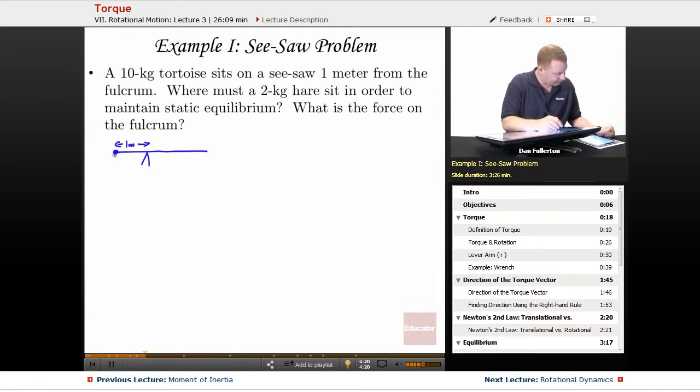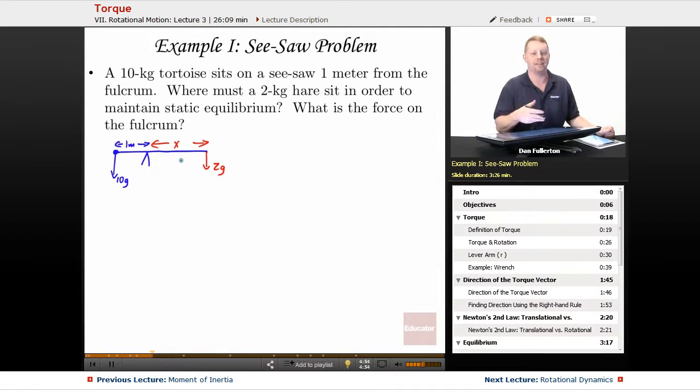Let's see. That means the force from the tortoise is going to be its force due to gravity, mg. 10 kilograms times g, we could just write this as 10g for the force. Now we've got a 2-kilogram hare. Where does it have to sit to maintain equilibrium? Well, we'll say it's going to be somewhere over here. We don't know exactly where that's going to be yet, but its force is going to be 2g, and we'll call this distance x. For the purposes of this problem, we'll ignore the mass of the fulcrum itself. It's massless. It's the perfect fulcrum, a magic fulcrum.